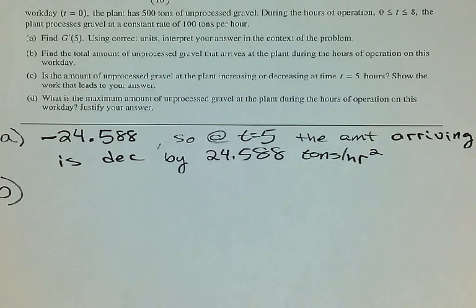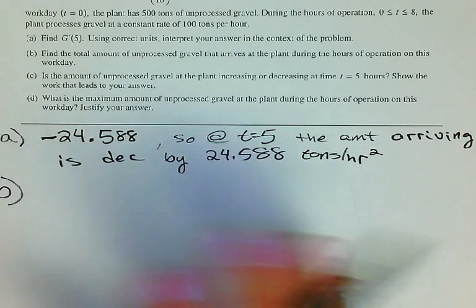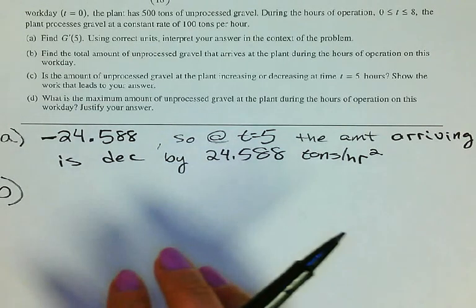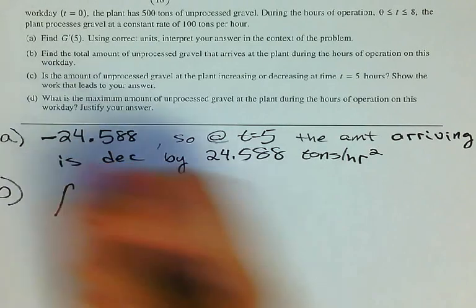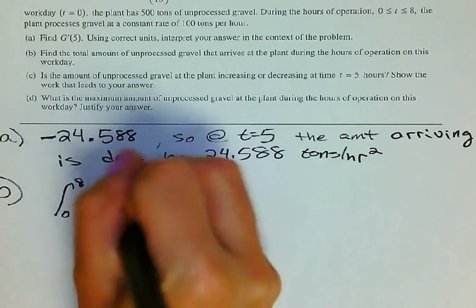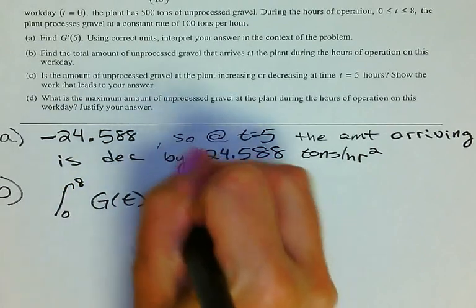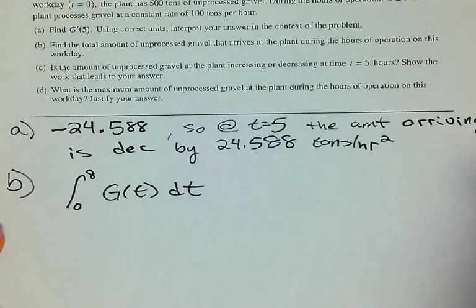Okay, then moving on to part B. Find the total amount of unprocessed gravel that arrives at the plant during the hours of operation. It's not saying the total amount altogether taking into account what's being processed. It's just asking for how much arrives. So that's just going to be the integral from 0 to 8 of that G of T. It's only asking me about how much is arriving throughout the day.